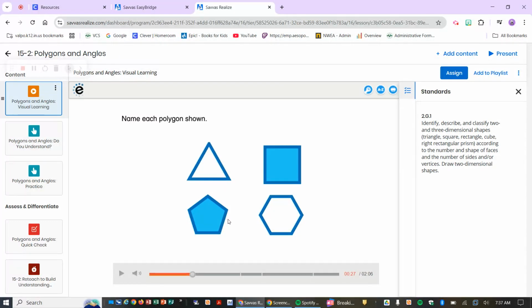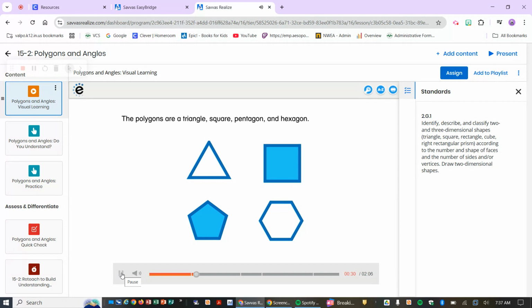This one has 1, 2, 3, 4, 5 sides and 5 vertices. So this one is a pentagon. And finally, 1, 2, 3, 4, 5, 6 sides and vertices. This one is a hexagon. We practiced those on Friday. The polygons are a triangle, square, pentagon, and hexagon.